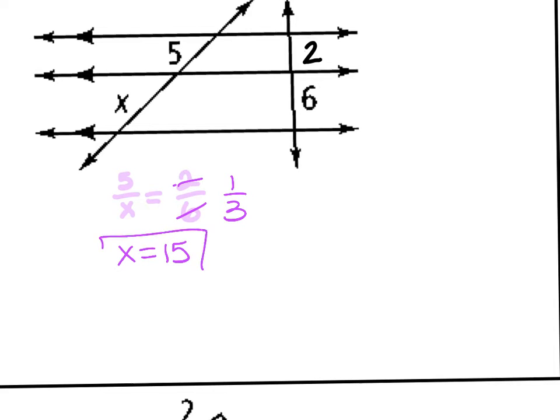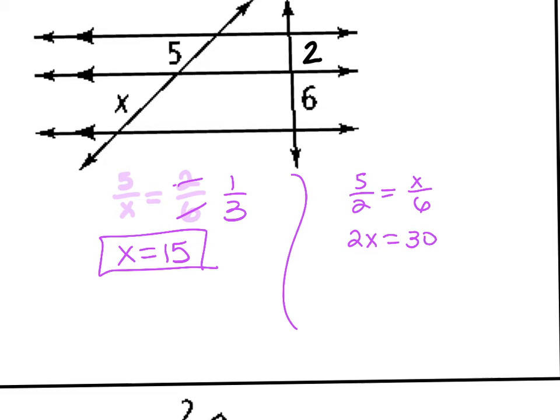Okay, anybody set it up a different way? 5 over X equals 2. 5 over, no, that's the same. It would be safer, you could do 5 over 2 equals x over 6, okay? You get 2x equals 30, x still equals 15. Both are right. Questions on that one?